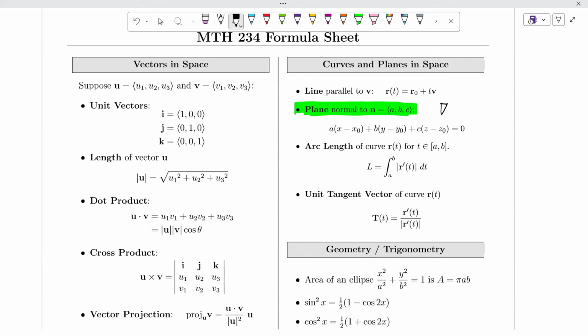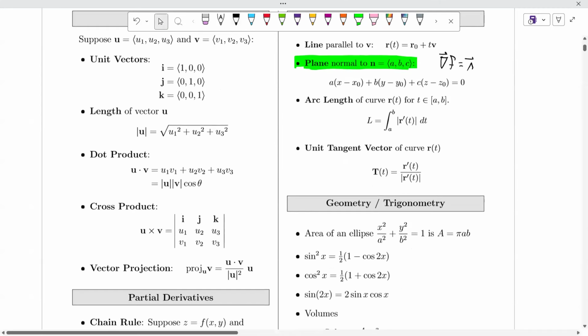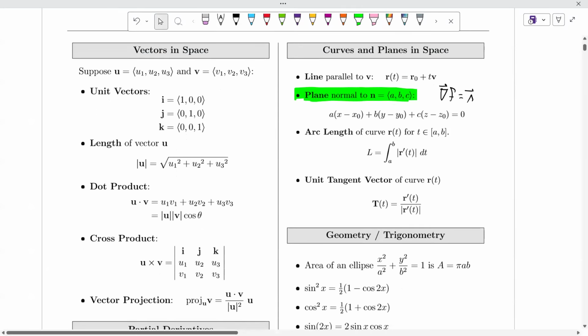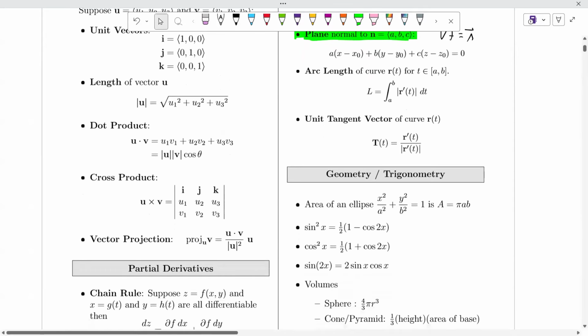Keep in mind that a lot of the times now we're using the gradient of some function to find a normal vector. In particular, if we're looking for a tangent plane, the gradient will get us that. So I think that is worth knowing about on this formula sheet. Vectors in space, everything in that section is still helpful. That was primarily exam number 1, so I won't focus too much on it.